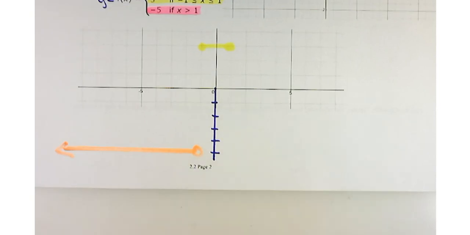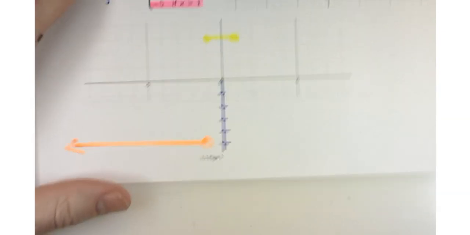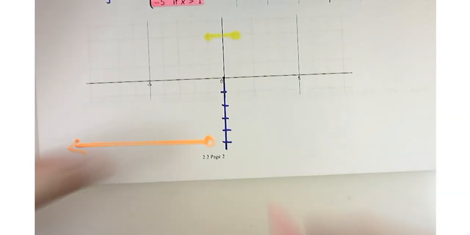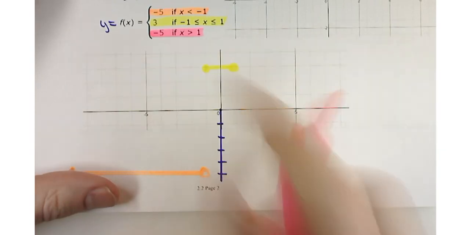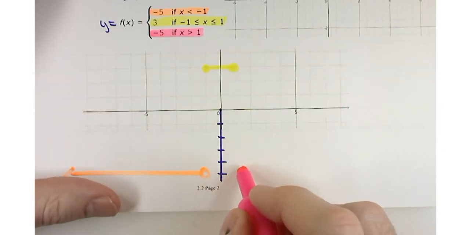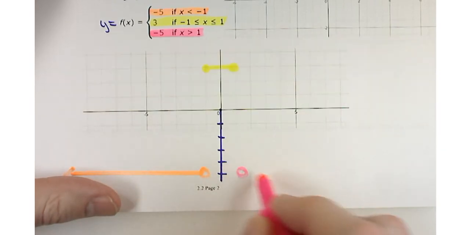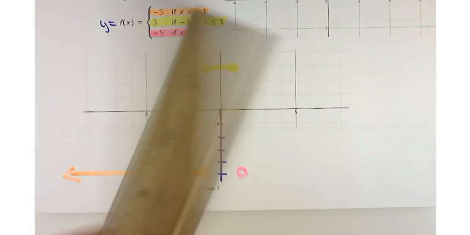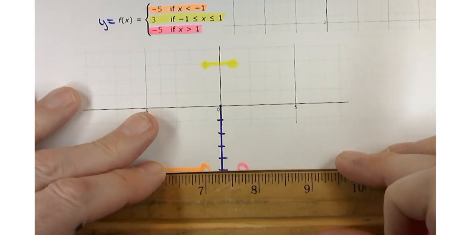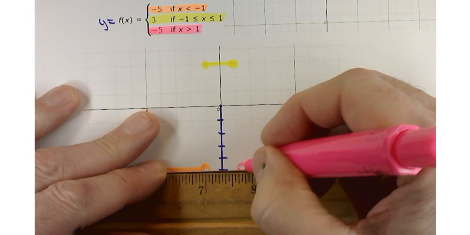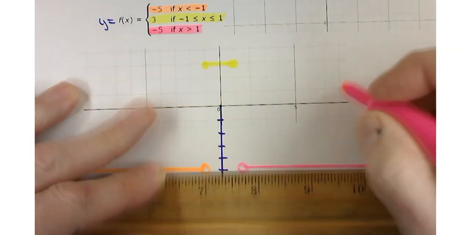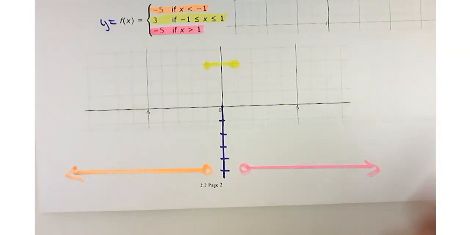Does that help out? Yeah. Okay, I appreciate that. So the last part of this then, what's that going to look like? Amber, what should I draw here? Open circle, good, and all the way to the right. Yeah, an arrow to the right, a horizontal line to the right. Good job, thank you. All right, so there you are.